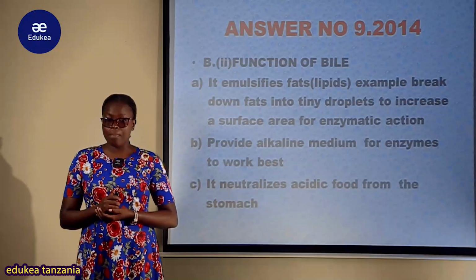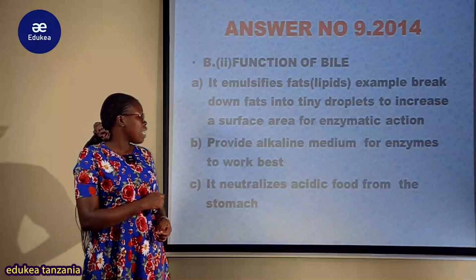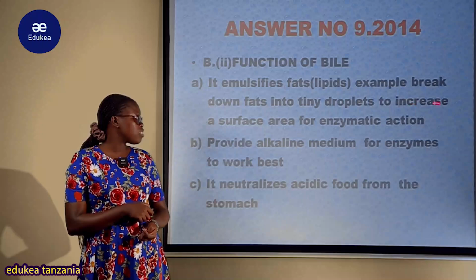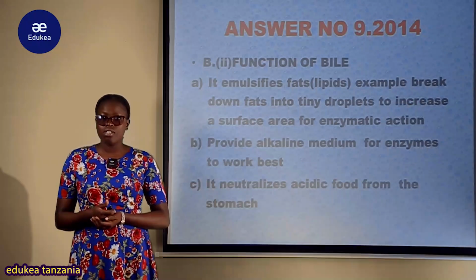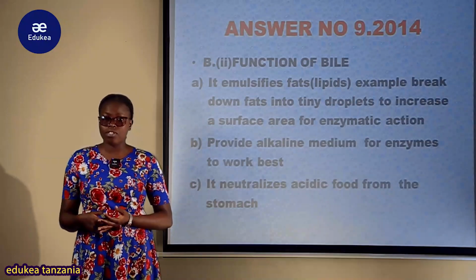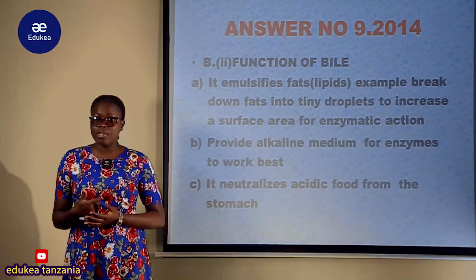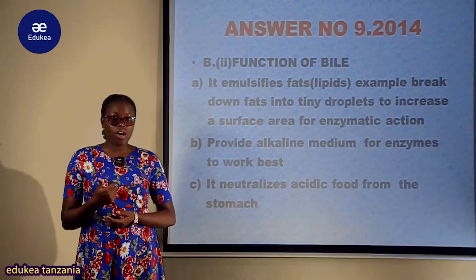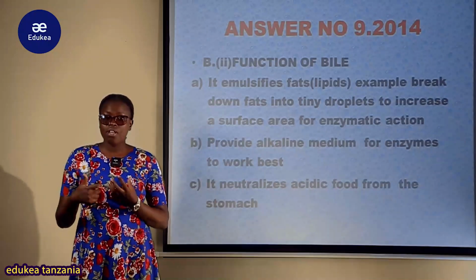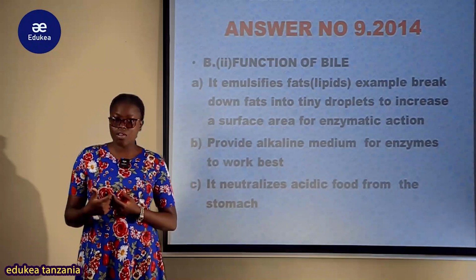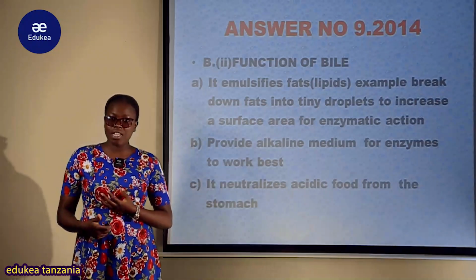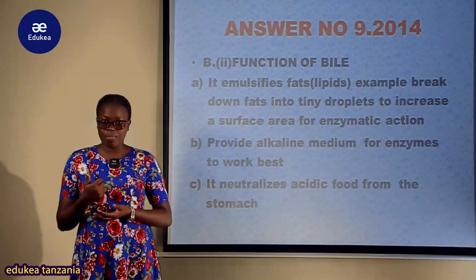So what now is the function of the bile? First of all, the bile emulsifies the fat or lipids. Example, break down fat into tiny droplets to increase surface area for enzymatic action. So the fat inasaidia katika emulsification or breaking down of these fats or lipids so as to increase the large surface area for enzymatic action to take place. Also, the bile provide alkaline medium for enzyme to work best. So the bile contain this basic or alkaline salt which are necessary to provide the basic medium or alkaline medium for the enzyme to work best.